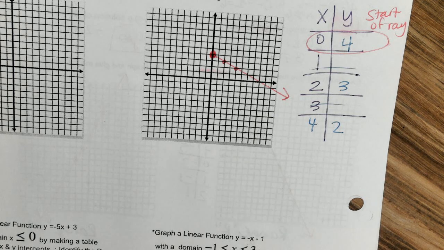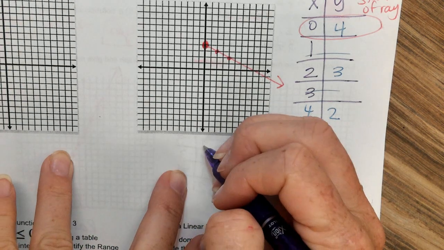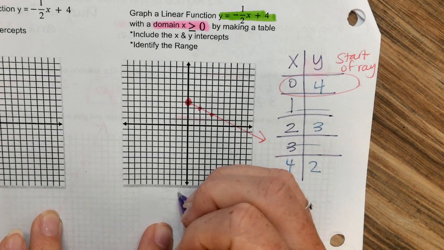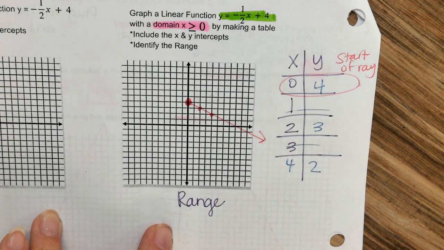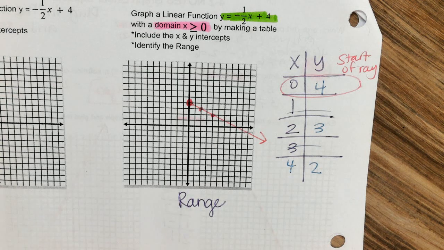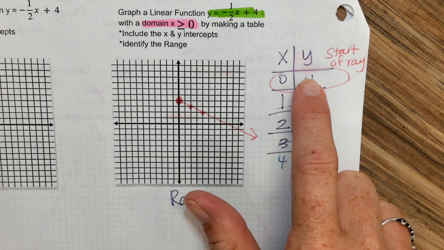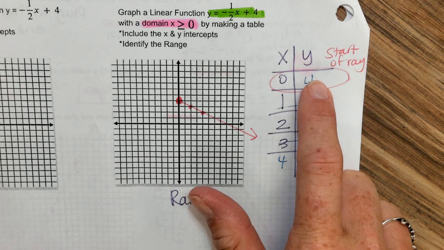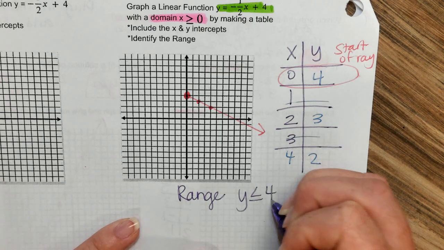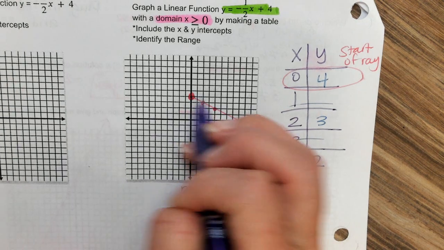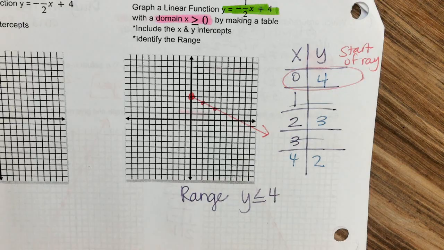I also need to identify my range. They gave me the domain, so I need the range. All right, what's the range going to be? We're looking at the y-axis. And you can look right here, that's going to be the range's number, right? Y is less than or equal to 4. Or you could look here and say, hey, the highest the y-axis goes is 4, everything else is below it.